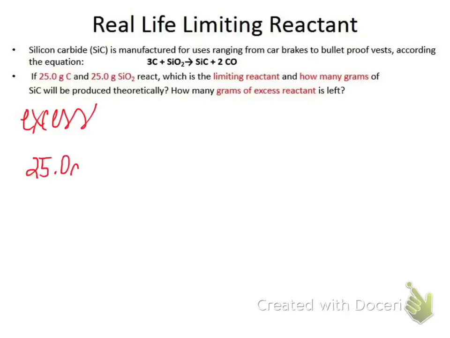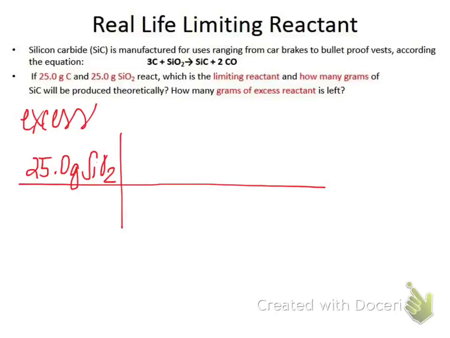And so remember when we first started doing stoichiometry, I told you you can relate anything in a stoichiometry problem to anything else. So it doesn't have to be reactant to product. It can be reactant to another reactant. And so that's what we're going to do. We're going to calculate how much carbon is needed to completely react with the 25 grams of silicon dioxide. So we've got silicon dioxide. We're going to divide by its molar mass.